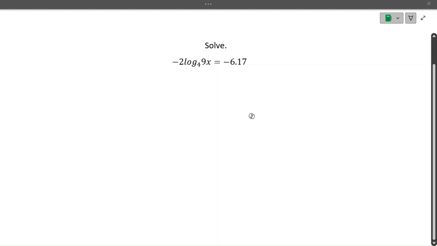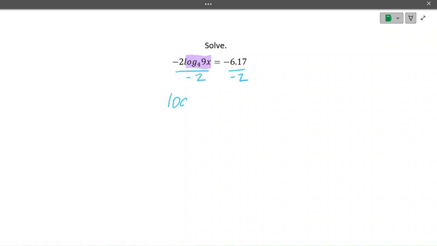So our big goal here, whenever we're solving log equations, is to get the log of whatever on one side and to get everything else on the other. So to that end, I'm going to divide by -2 on both sides. When I do that, I'm left with log base 4 of 9x, and that equals 3.085.